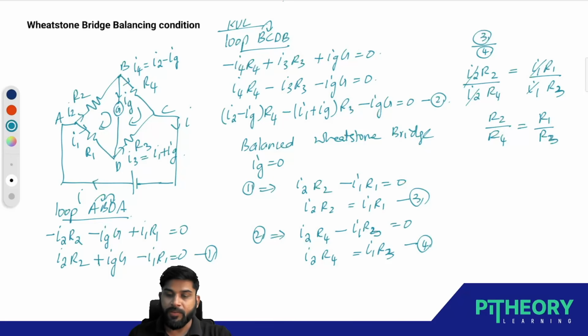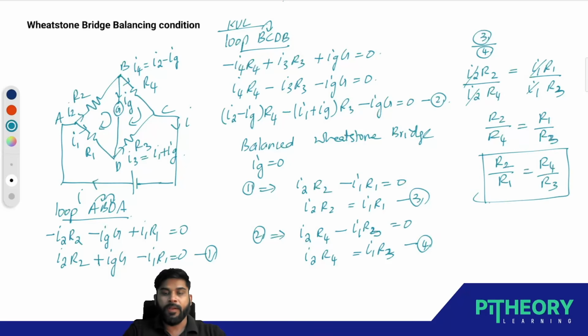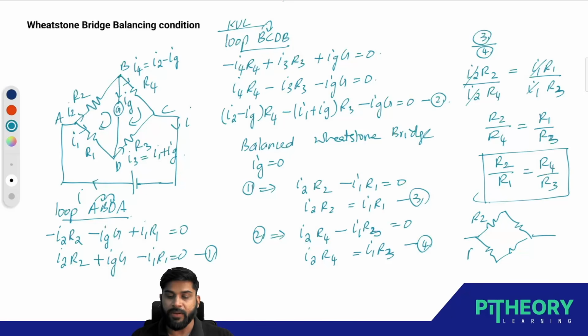Okay, so if I interchange the positions of R1 and R4, you get R2 by R1 that is equal to R4 by R3, and this is the condition for balanced Wheatstone bridge. The balancing condition of a Wheatstone bridge is R2 by R1 that is equal to R4 by R3. You have to finally check whether you have got it right or not. You can see the resistors in their order, the equation also you should be getting. See here, R2 by R1 that is equal to R4 by R3, and that's the balancing condition of Wheatstone bridge.